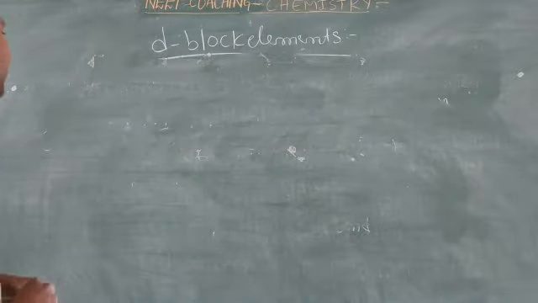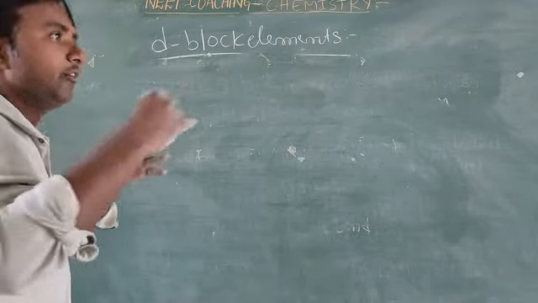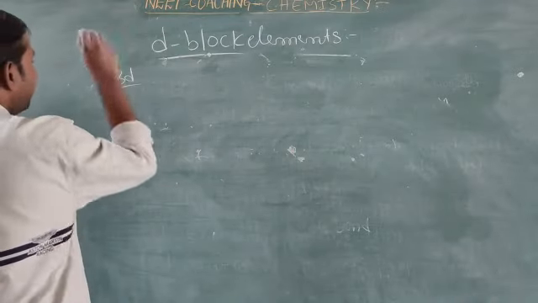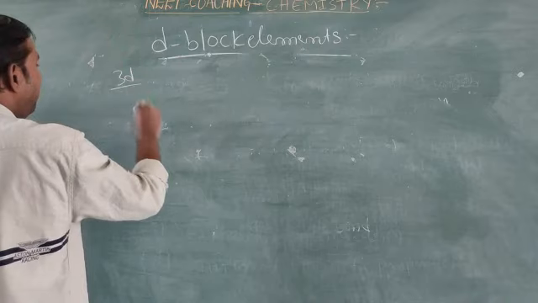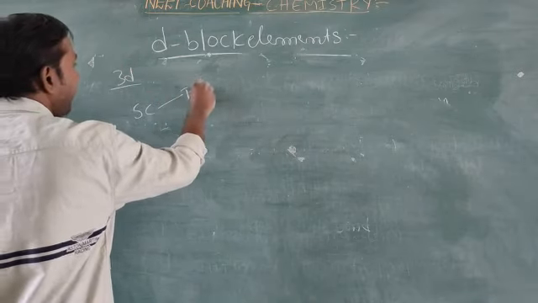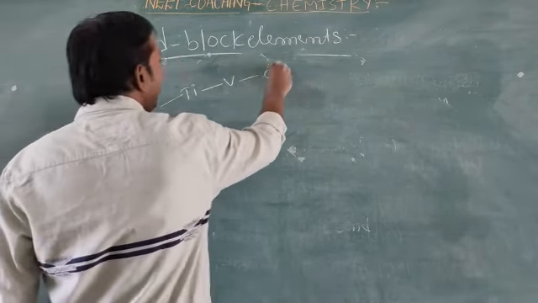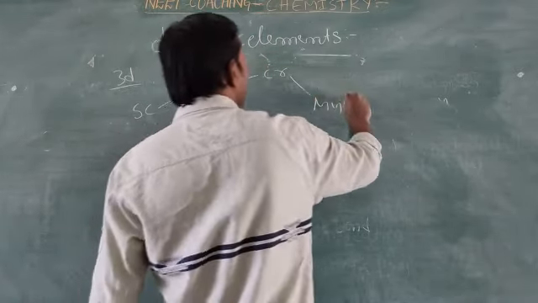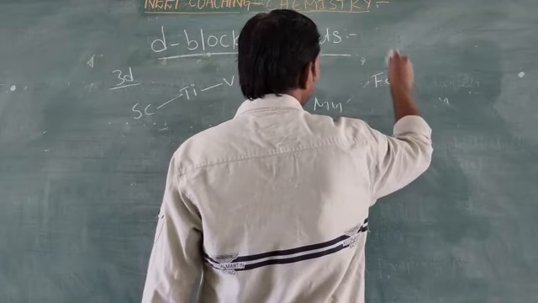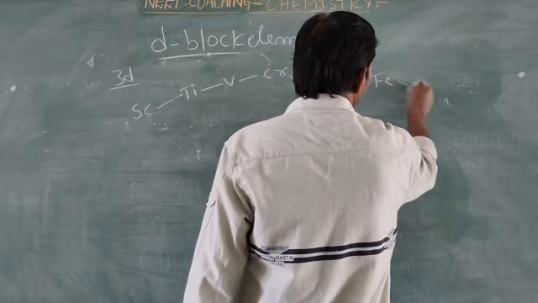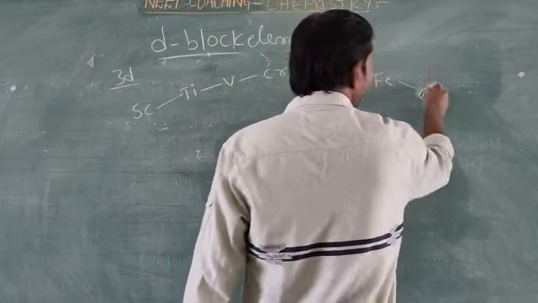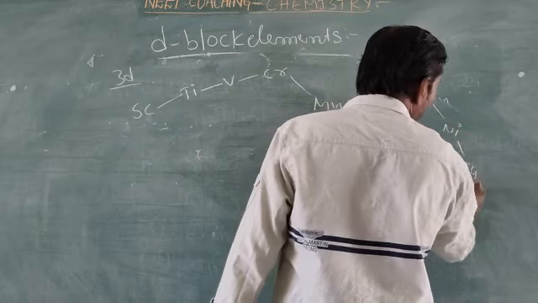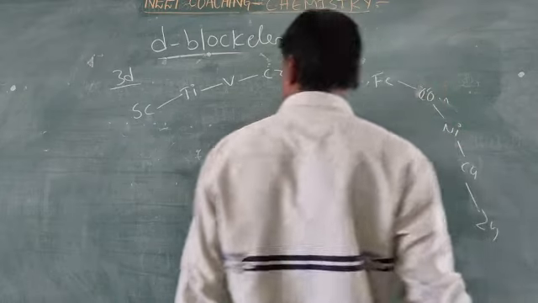How do melting and boiling points vary across the period? For example, take the 3d series. Scandium to titanium increases, titanium to vanadium, vanadium to chromium increases, but then manganese decreases, manganese to iron increases, iron to cobalt somewhat decreases, cobalt to nickel decreases, nickel to copper decreases, copper to zinc decreases more.